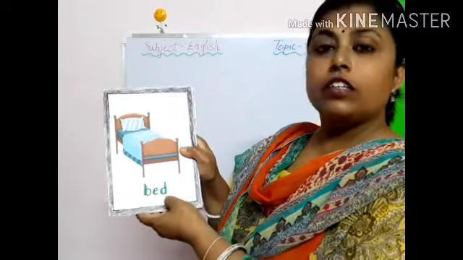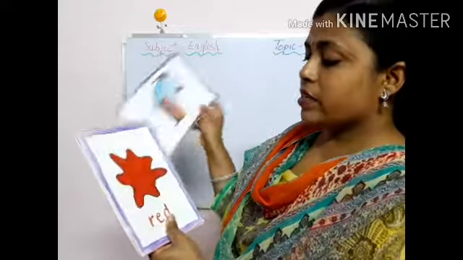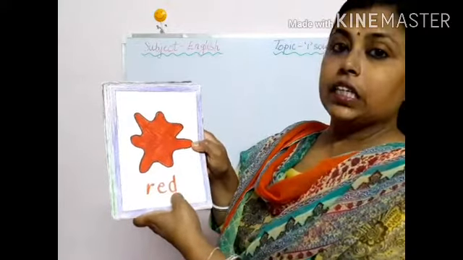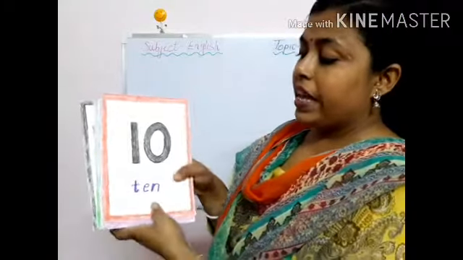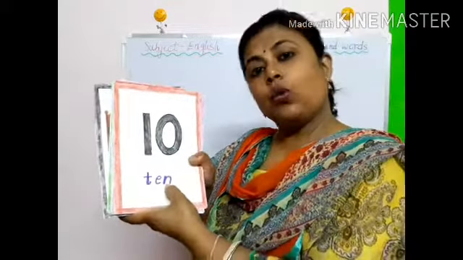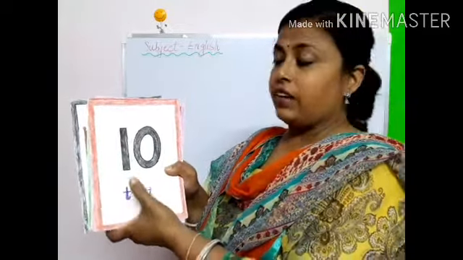B, E, D, bed. This is a bed. Okay. Next. R, E, D, red. This is red. Red color. Next. E, N, N. Now we will do N words. T, E, N, ten. This is ten. Number ten. Next, you can see men. These are men. Next, pen. This is a pen.